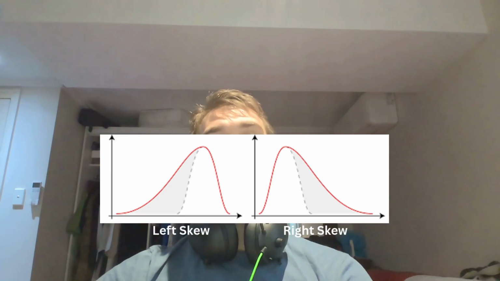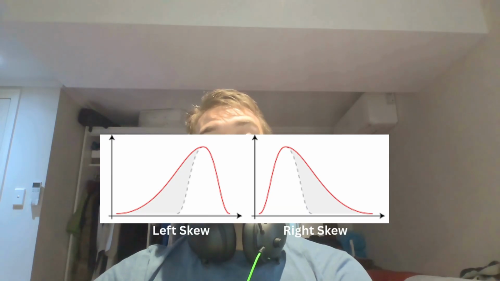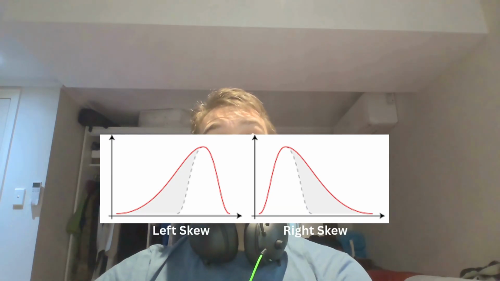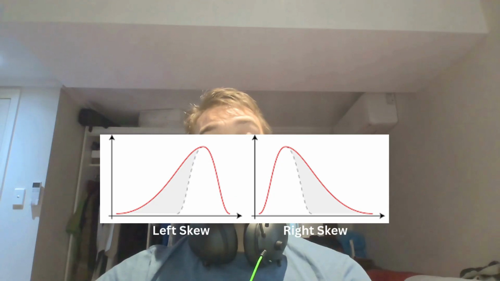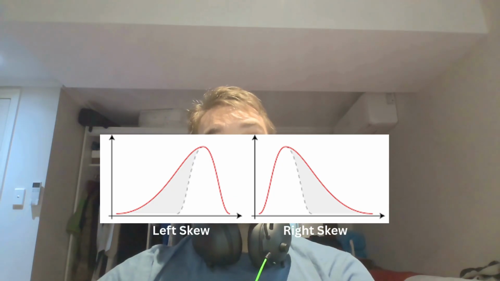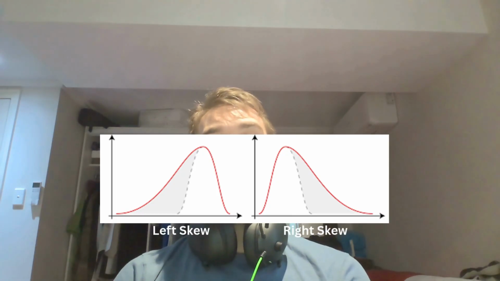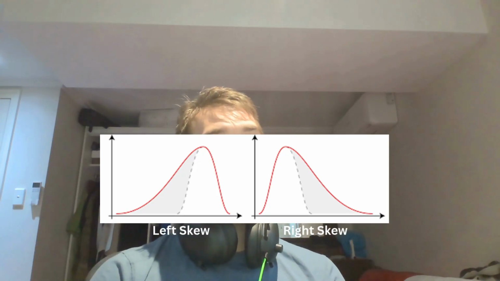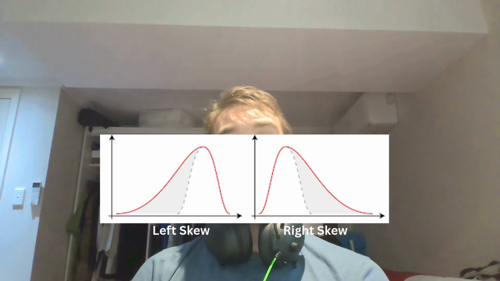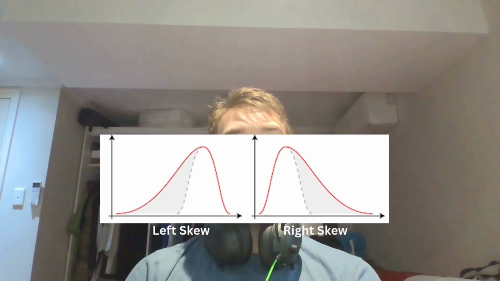If we were to go on to another one, where we have a normal-ish distribution but it's leaning to one side, that one's called a skew distribution. And if it's got the tail going off to the left-hand side, so the shallower side, with the steeper side being on the right-hand side, that one's called a left skew. And if it's the other way around, with the tail or the shallower side being on the right-hand side and the steeper side being on the left, that's called a right skew.